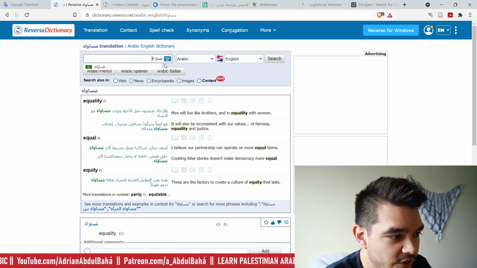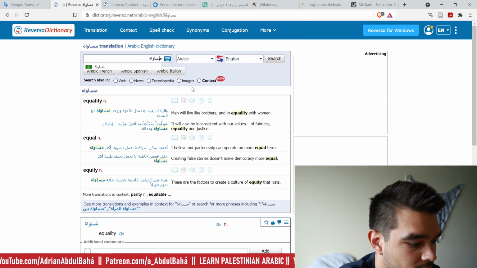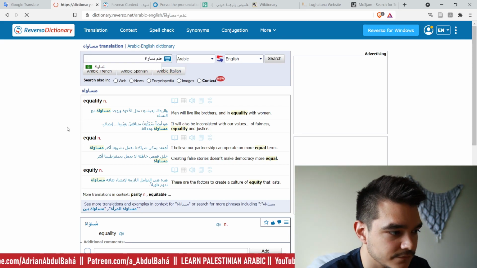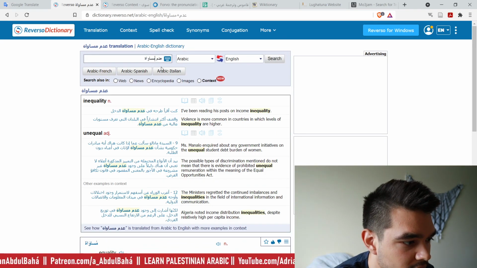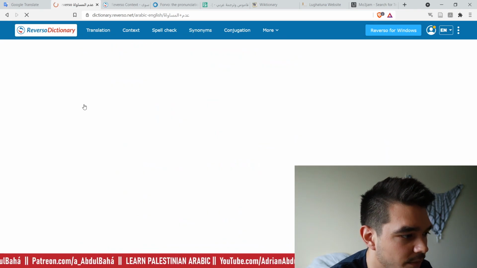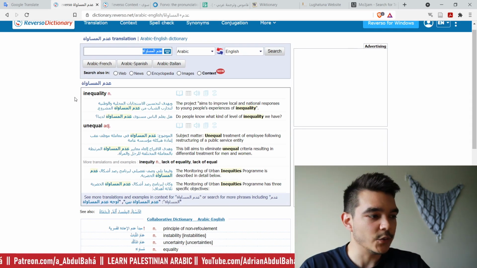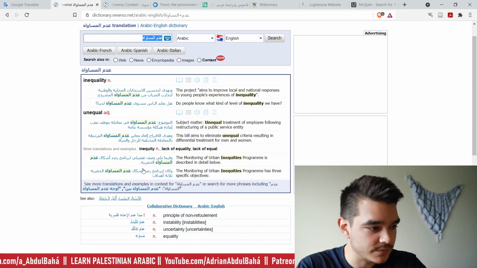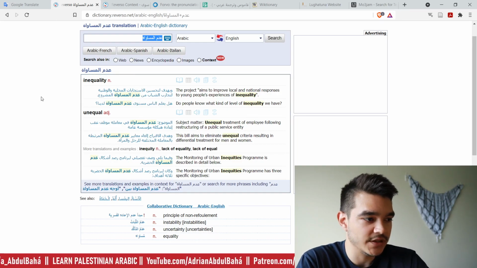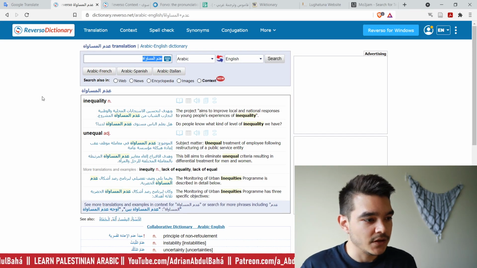Now, what happens if we put adam al-musawa? Oh, wait. Well, it still worked, but I think it's better to do it with the article. Anyway, yeah, so it works. It means inequality, unequal, and look, it has plenty of sentences. This is really fantastic, amazing.